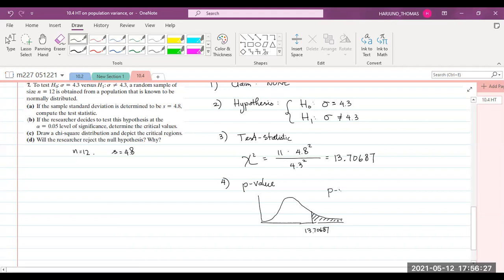So p-value equals, because it's two-tailed, right? It's two-tailed here. Sorry, I was supposed to have marked it earlier. So here I will have 2 times chi-squared CDF, the lower bound 13.70687, upper bound E99, degree of freedom 11. Again, chi-squared CDF is on the distribution list. I get 2 times 0.24964, multiplied by 2. I get 0.49928.